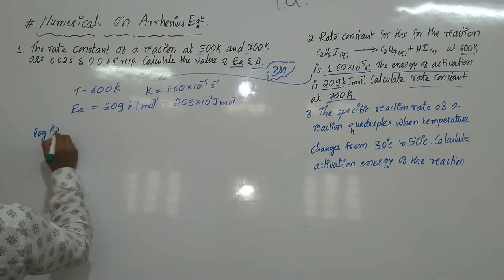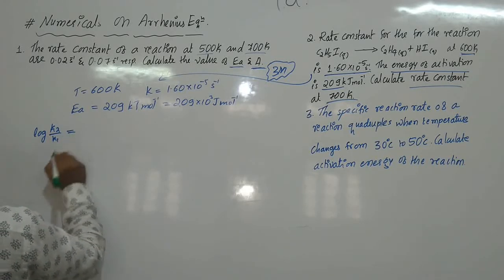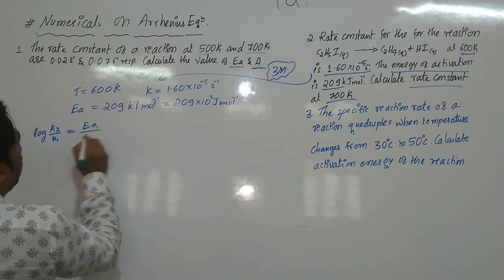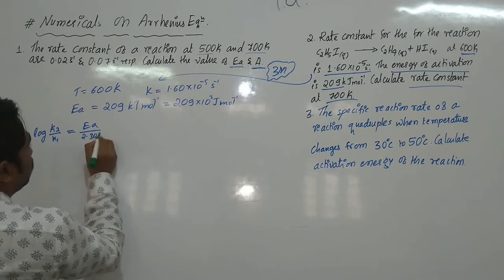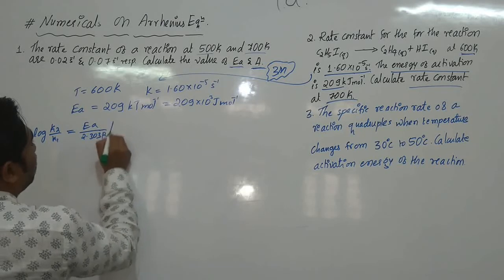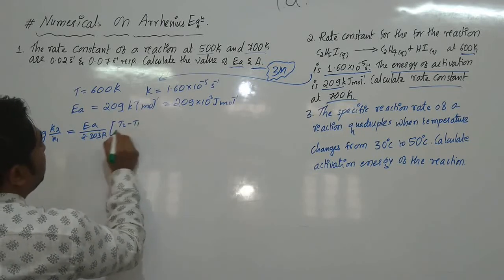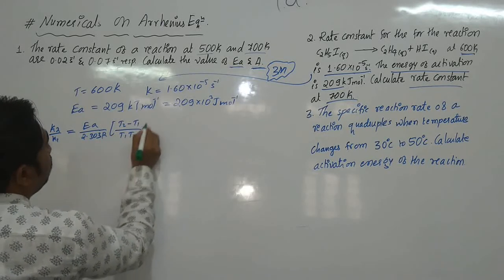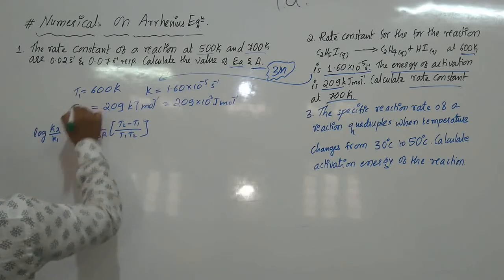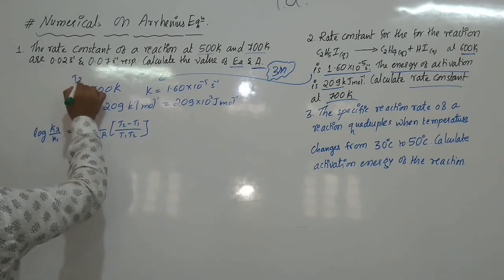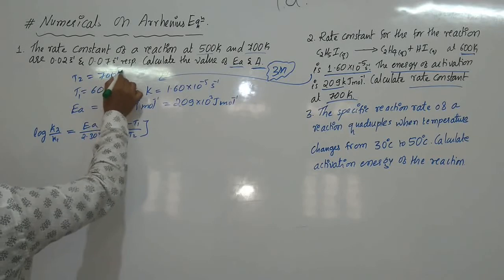Log of K2 by K1 is equal to EA divided by 2.303 R into (T2 minus T1) divided by T1 into T2. Because if I take this as T1, then T2 is equal to how much? T2 will be 700 Kelvin.